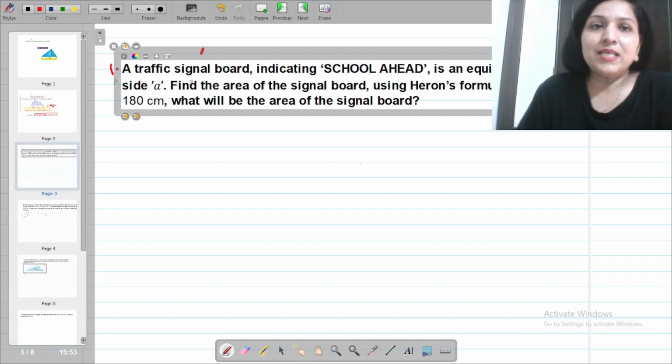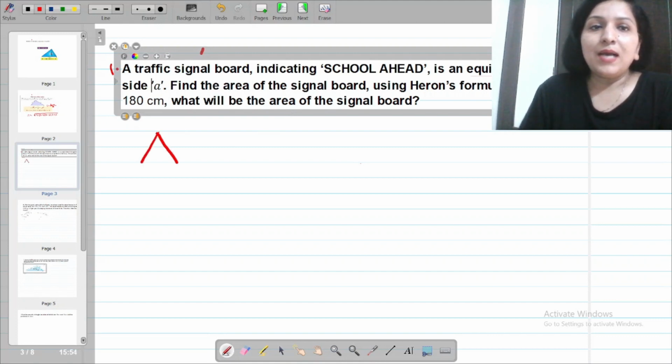It says there is a traffic signal board indicating school ahead and it is an equilateral triangle. Please mind this word. It is given that it's an equilateral triangle and the side is given as A. You need to find the area of the signal board using Heron's formula. If the perimeter is 180 centimeter, then what will be the area of the signal board?